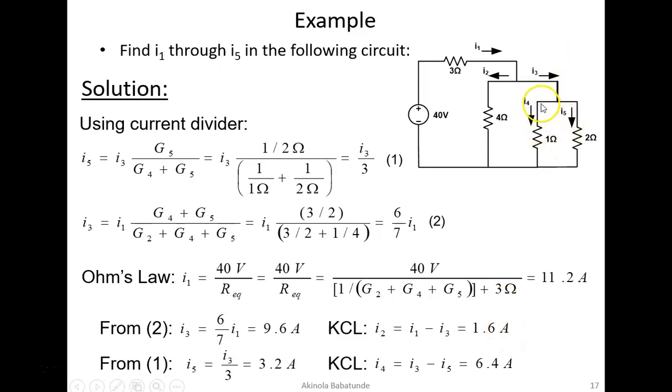You apply the same method here. I4 is leaving this node. I5 is leaving this node. What is coming into this node is I3, and we know our I3 already. So you can say minus I3, current entering the node, plus I4 plus I5 is equal to 0. If you make I4 the subject of the formula, I4 will be equal to I3 minus I5, and that gives us 6.4 amperes. So that's that about this particular example.